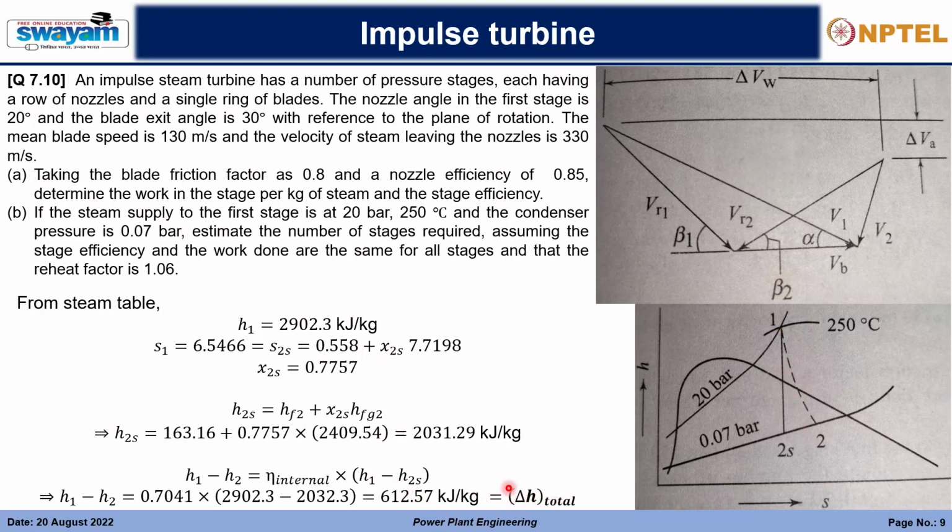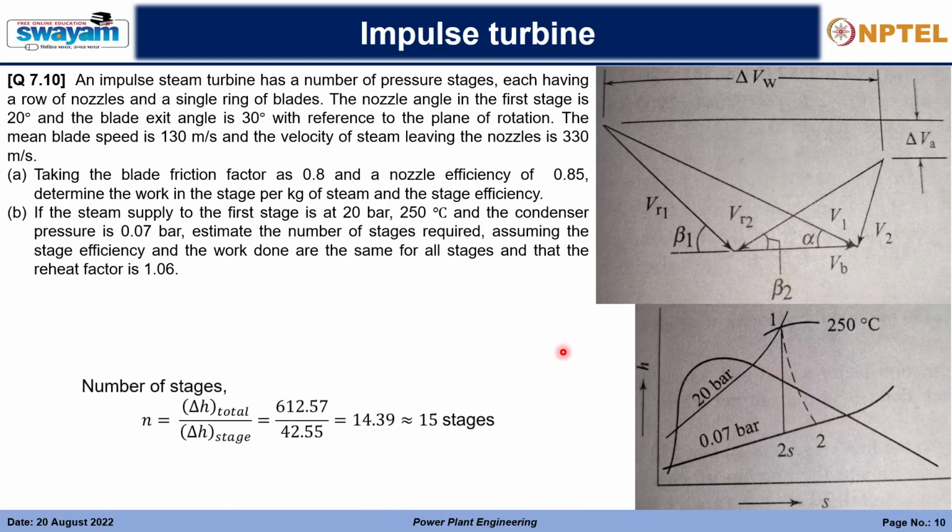So total del H is 612.57, and now we divide it by the enthalpy drop of each stage that we calculated before, and we will get a total of 15 stages. So a total of 15 stages is required to drop the pressure from 20 bar to 0.07 bar. That was the problem, and that is how we have used the reheat factor concept.